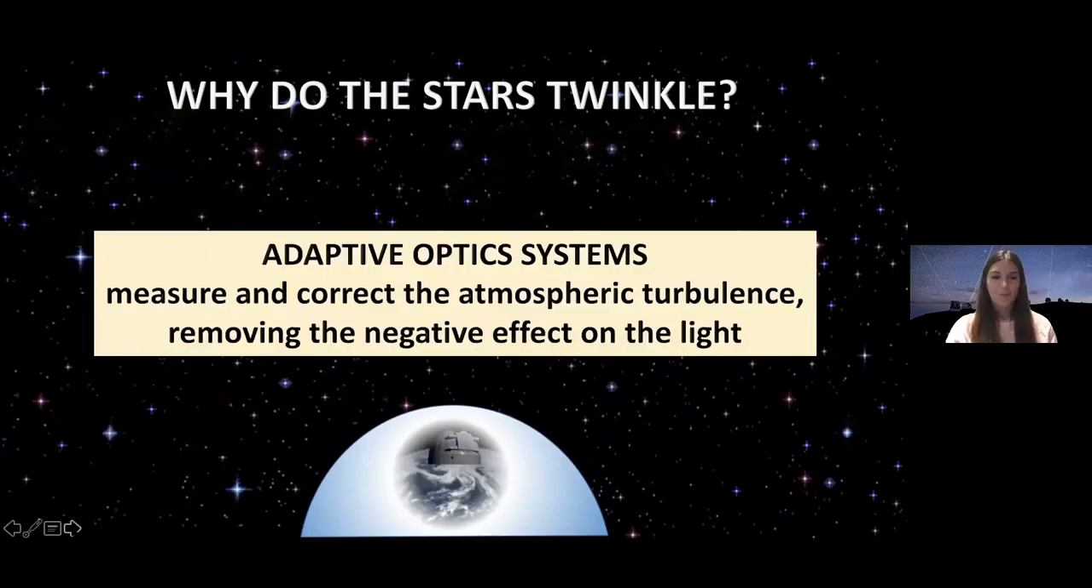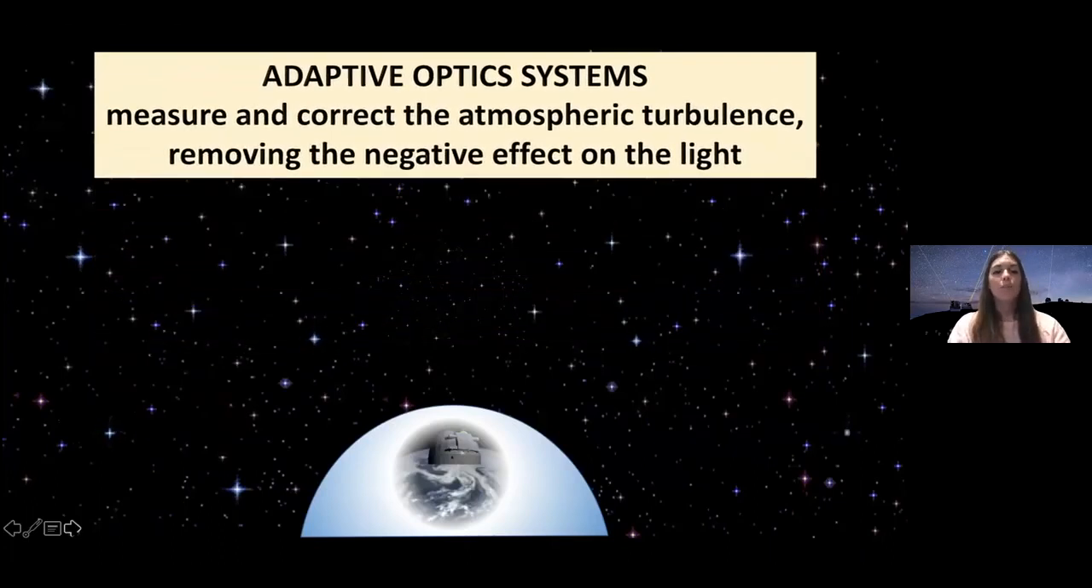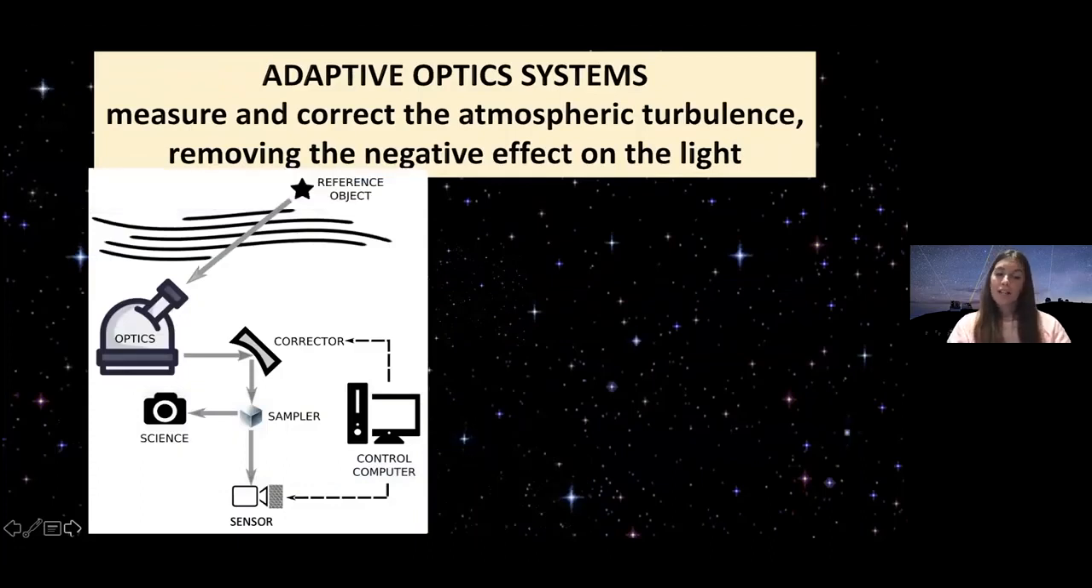Adaptive optics systems, sorry. So these are systems that measure and correct the atmospheric turbulence and remove the negative effect on the light. So how do they work? Well, we have our telescope capturing light from a reference object on the sky. This light will have to travel through the atmosphere and will get perturbed by this atmospheric turbulence. We'll go all the way to here, to our sensor, or what we call wavefront sensor.